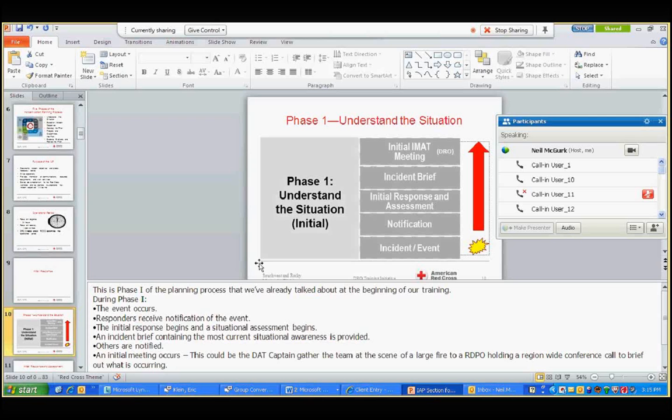An example of a programmatic guideline is that during large-scale disasters, our primary focus is going to be on mass care, and it's not going to be on opening cases and providing financial assistance to the general population.